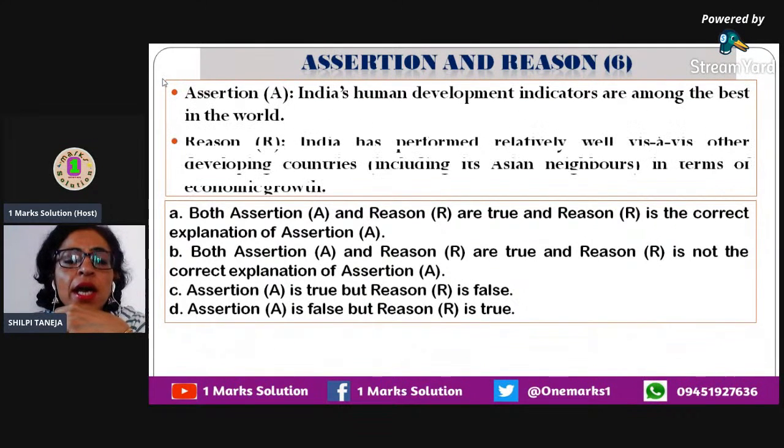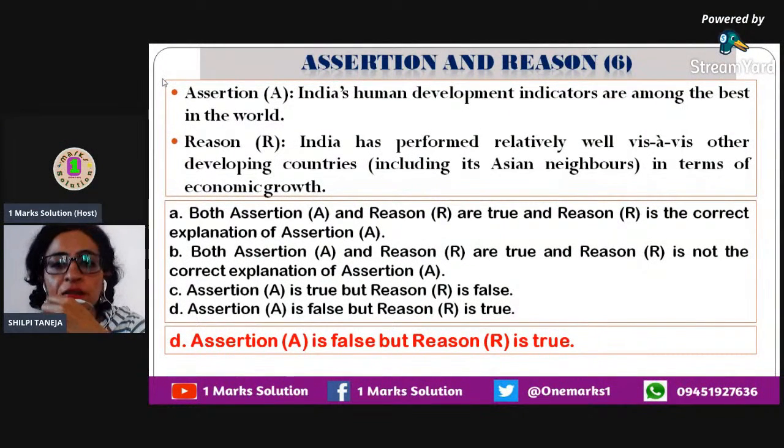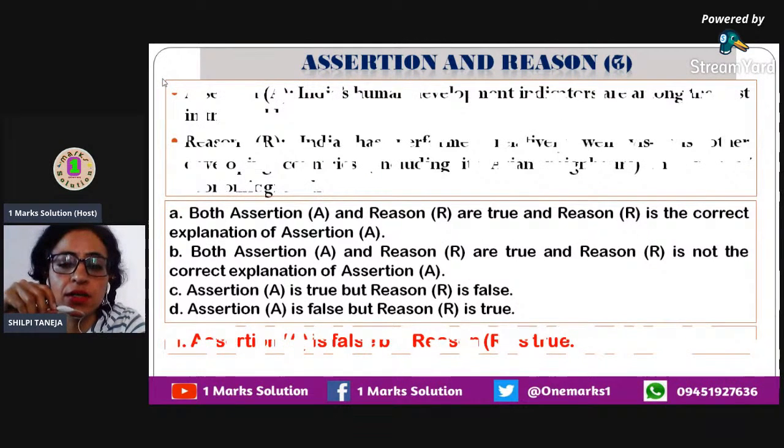Next question says assertion, India's human development indicators are among the best in the world. India के जो human development indicators हैं, they are best. Is this true? No. Reason says India has performed relatively well. Yes, relatively well हम कह सकते हैं. Relatively well किससे हमने किया है? Other developing countries, including its Asian neighbors, in terms of economic growth. Yes, this is true, but we have not done the best. So assertion is false, reason is true. We will go for option D in this question.